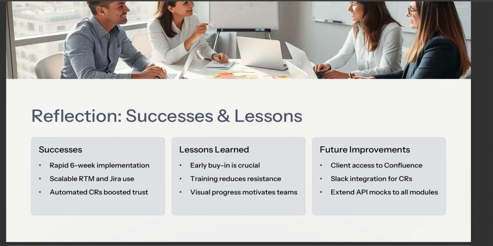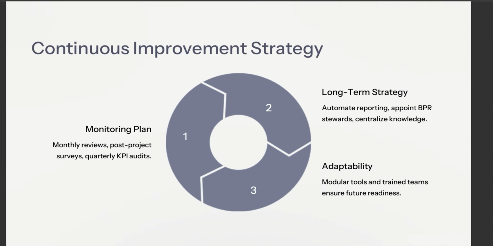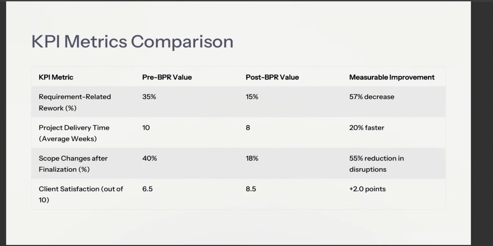The future improvements that we are looking forward to are that clients can access Confluence, and Slack integration for CRs, and we are planning to extend the API mocks to all modules. This is a continuous improvement strategy that we are looking forward to adopt in order to be successful. And this is a KPI metric comparison that shows pre-BPR and post-BPR values.